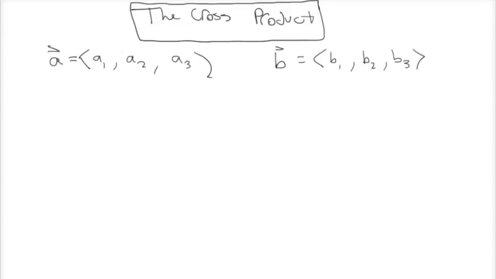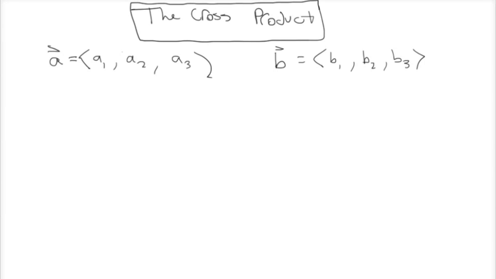Hey, so this is Joe, and this is the third video of Chapter 12 in Stewart's Calculus, and we're going to be talking about the cross product today. This is the other kind of vector multiplication that is new in this course, and it's a new operation that we do between vectors. And unlike the dot product, the result of the cross product between two vectors is a vector.